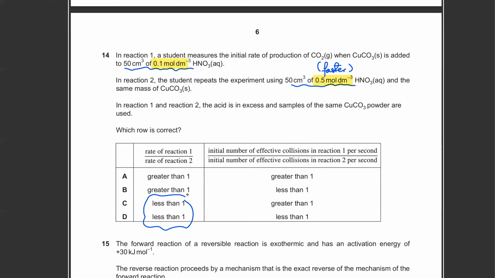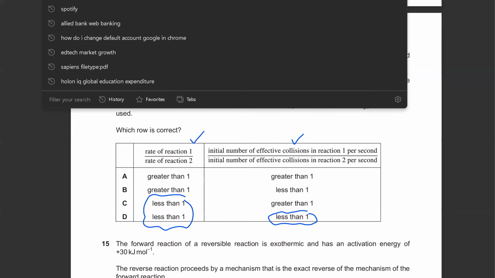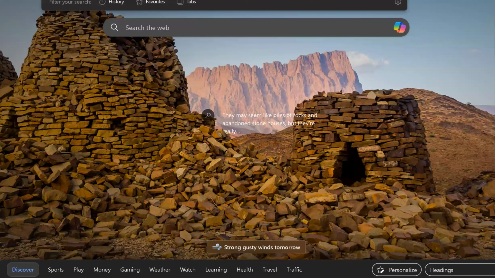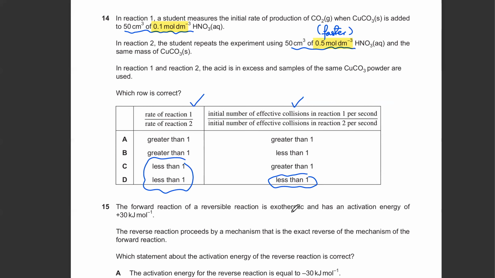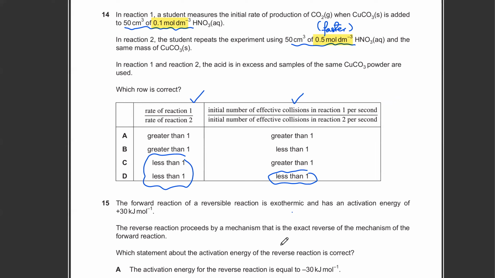Initial number of effective collisions in reaction 1 per second. Initial number of effective collisions in reaction number 2 per second. For 2, it would be more, so it would be less than 1 as well. I mean, both these things kind of mean the same thing, right? So that just means you got a faster reaction. Let me just double check this. I mean, it's obviously going to be T, but this was 14. Yeah, it's T. But this one was pretty obvious. It's the same as the first one.